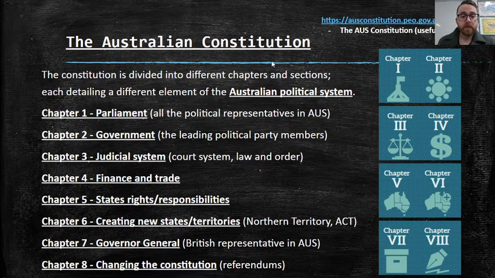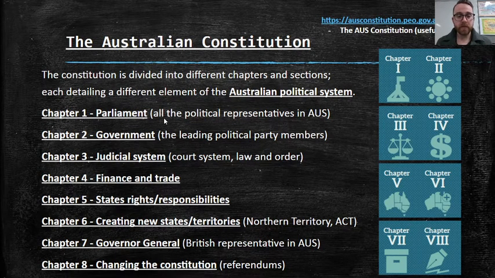So the Australian Constitution is divided into different chapters or sections, just like a book, just like a rule book. And each chapter details a different element of the Australian political system. You can see I've got little pictures for them over here. 8 chapters in total, and then those chapters are broken down into little sections. I'm not going to go through them all, because there are like 126 sections. What I will tell you is just the 8 titles or subheadings, if you will, of the Constitution.